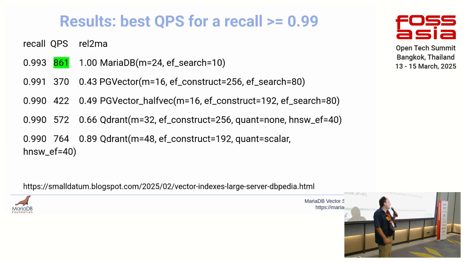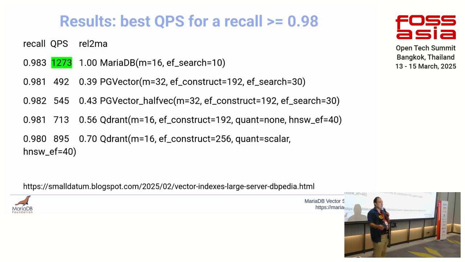Mark measured the PG Vector results, and the PG half vector is half to 43% in terms of queries per second compared to what MariaDB does. Quadrant did a little bit better, 66 to 89 percent of the queries per second.